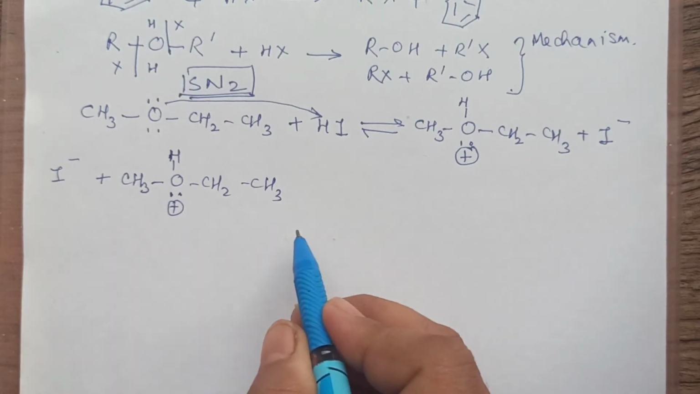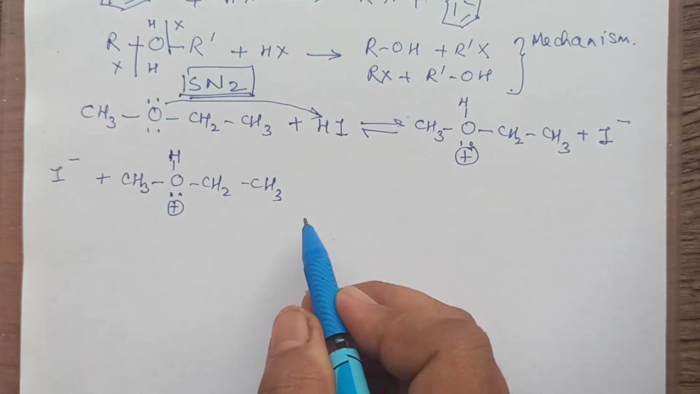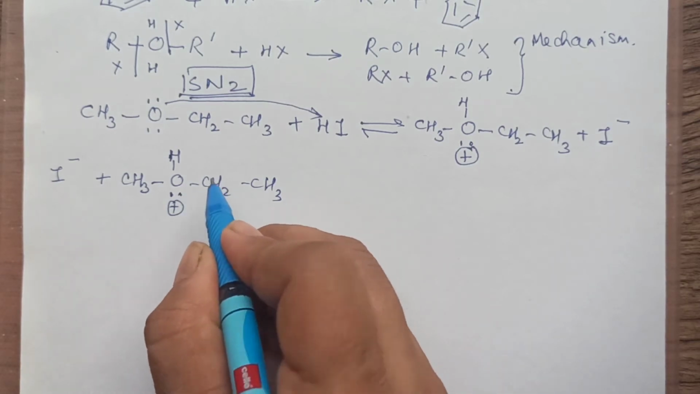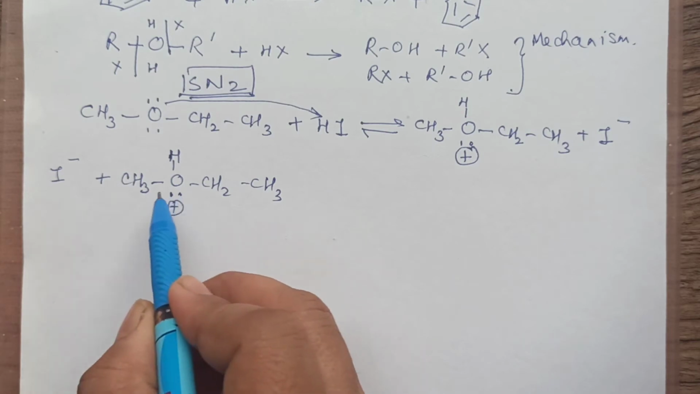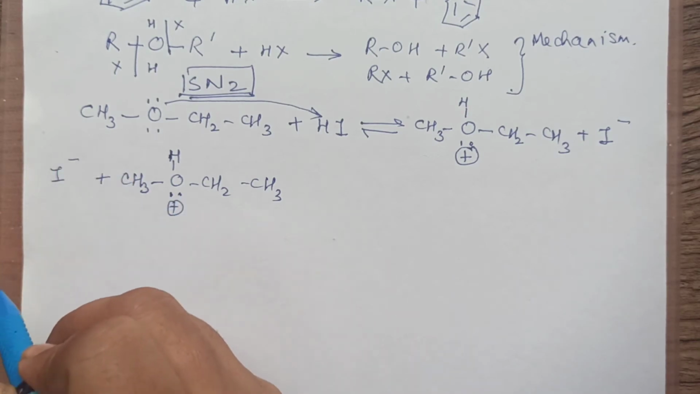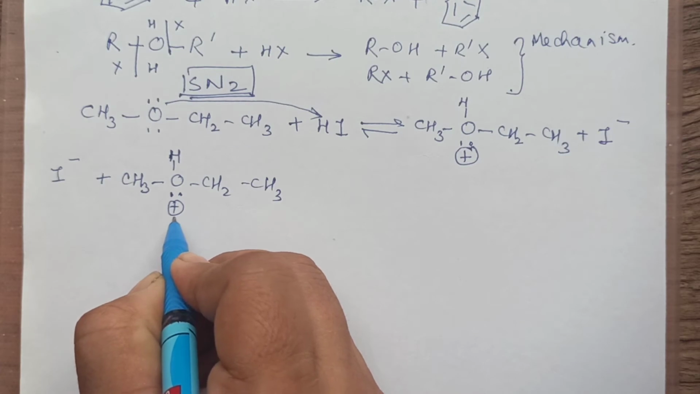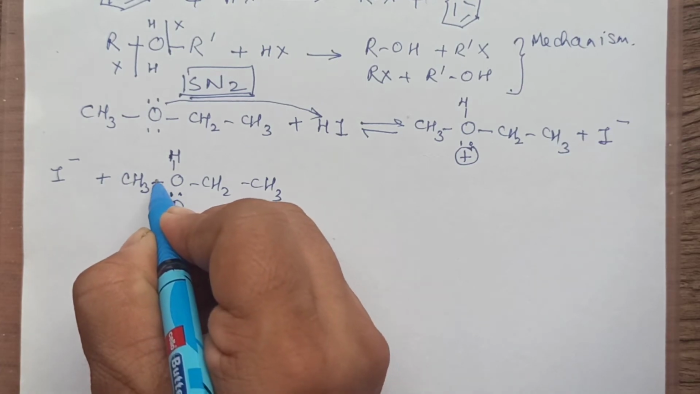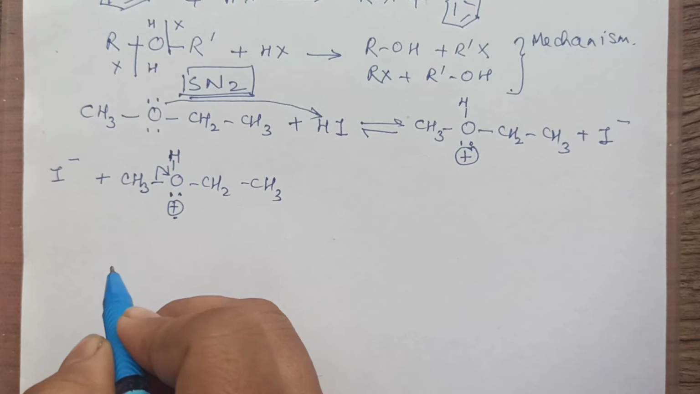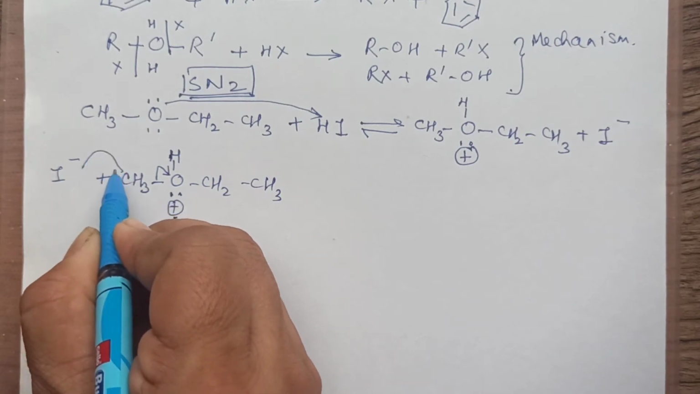Because now this is a one-step reaction. This is the SN2 mechanism. This will be leaving, and I minus will be attacking from here. What exactly happens is this O has a positive charge, which will not be happy with the positive. It will try to take the bond from here, and I minus is attacking.